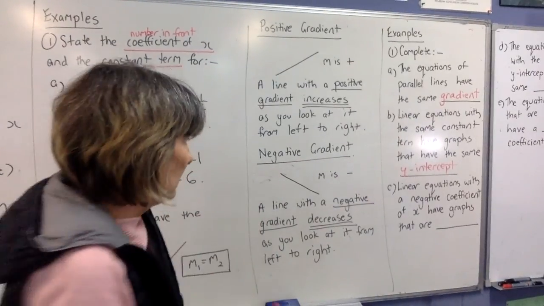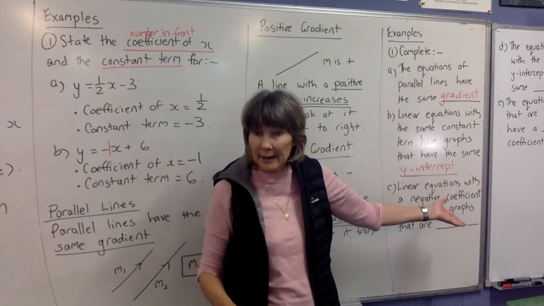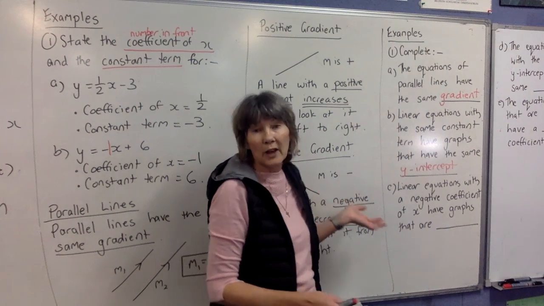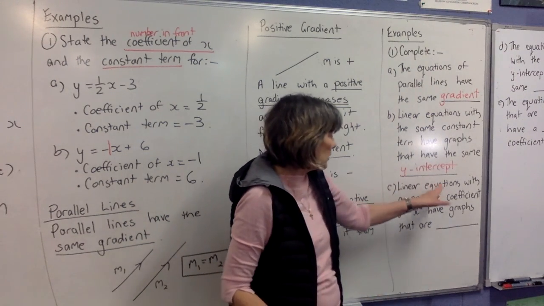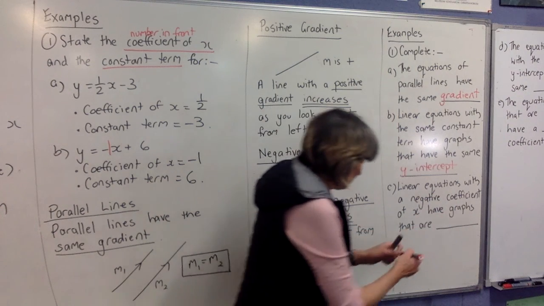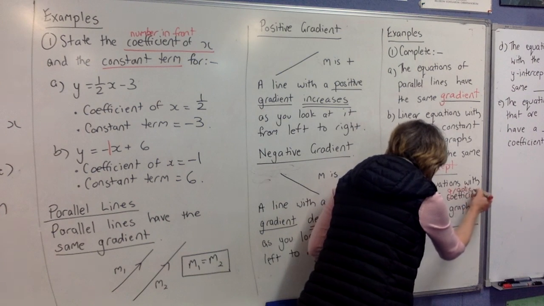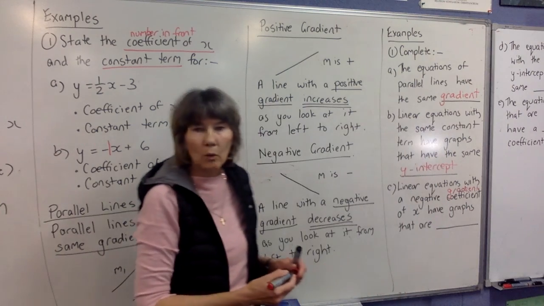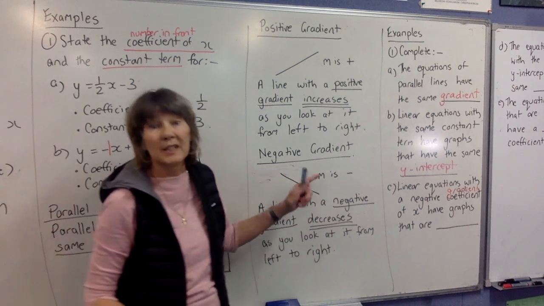So let's have a look at it again. Linear equations with a negative gradient, they could have said, not coefficient of x. That's a lot of words, isn't it? So linear equations with a negative gradient have graphs that are what? Well, here was the negative gradient. What were they doing? Decreasing.